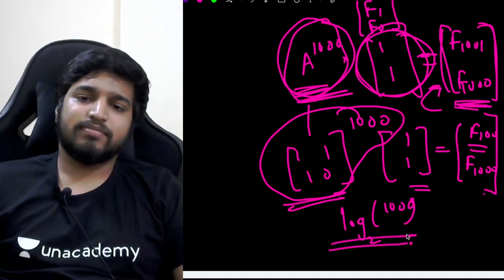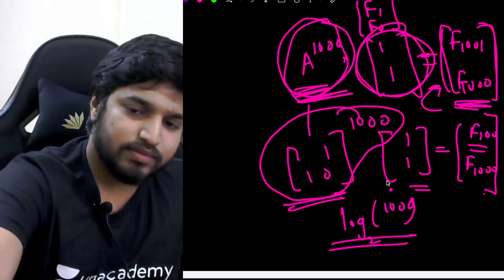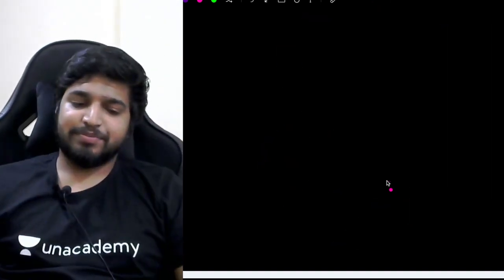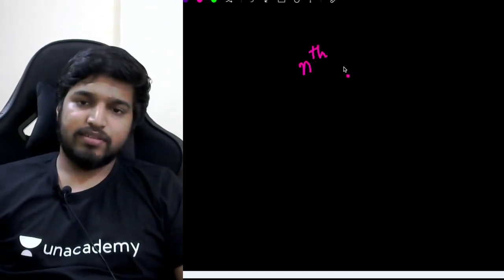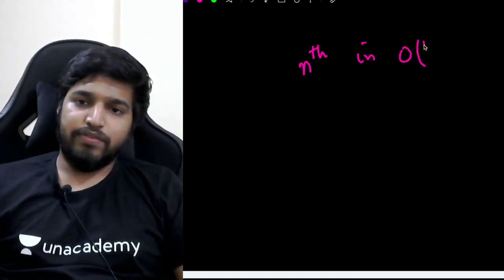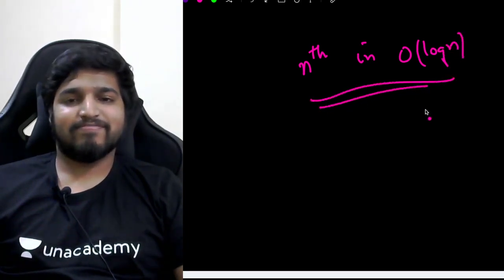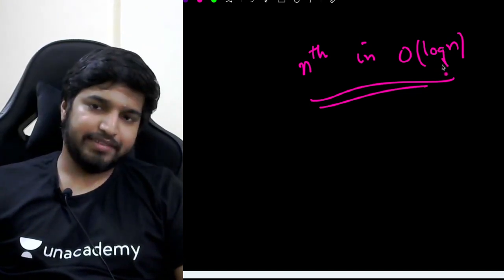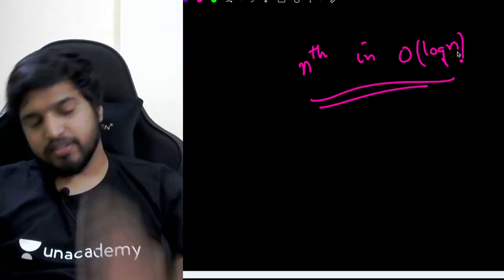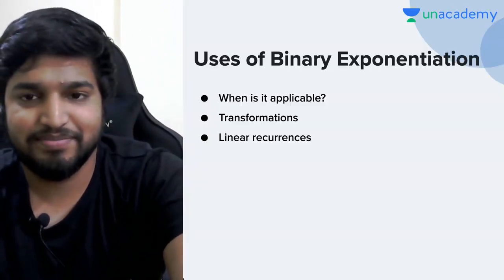Awesome. Great. Using this logic, you can get the nth Fibonacci number in O of log n. Awesome, right? Great. Let's look at the code. It's very straightforward, nothing fancy or anything.